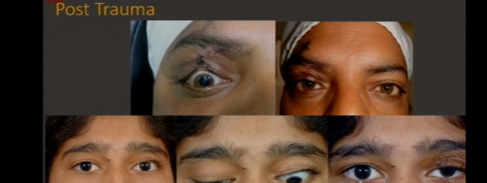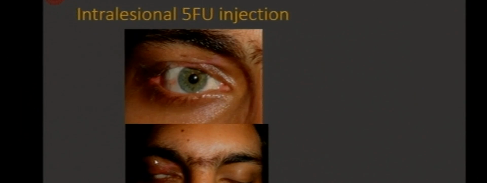This gentleman was managed with a pentagon excision with a little bit of 5-FU injection to take care of the residual scar, whereas this lady had to undergo a skin graft because the scarring was more diffuse, not a localized one. In the mild cases, intralesional 5-FU is a good option where you want to avoid the surgery, or maybe as a pre-operative or post-operative adjunct measure.